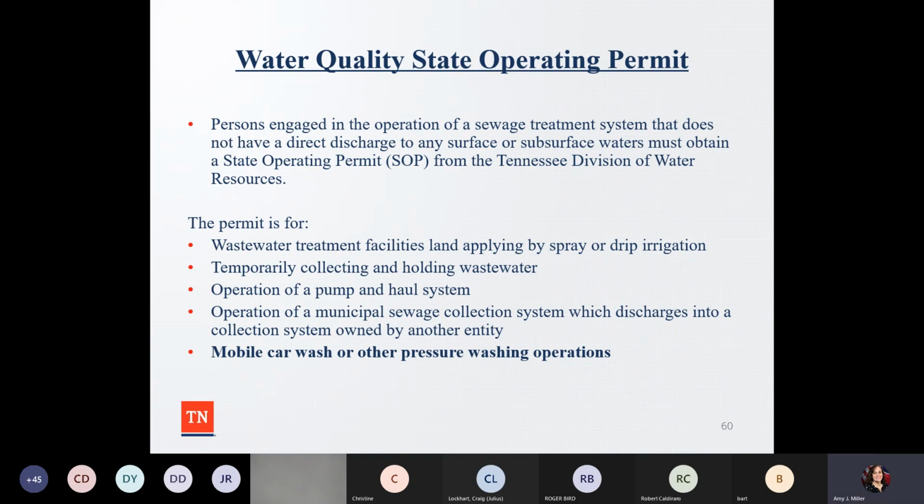So again, there's the water quality state operating permit. So anyone that's engaged in the operation of a sewage treatment system that does not have a direct discharge to any surface or subsurface waters must obtain a state operating permit from the Tennessee Division of Water Resources. And again, the permit is for wastewater treatment facilities, land applying for spray or drip irrigation, if you're temporarily collecting and holding wastewater, if you're operating a pump and haul system, if there's an operation of a municipal sewage collection system which discharges into a collection system owned by another entity.